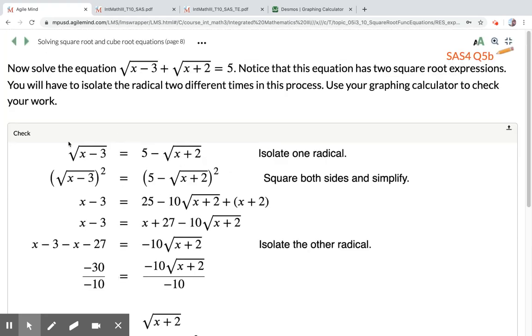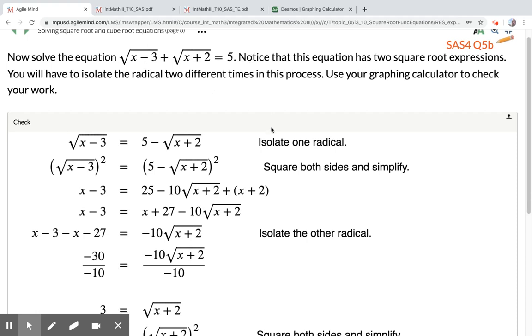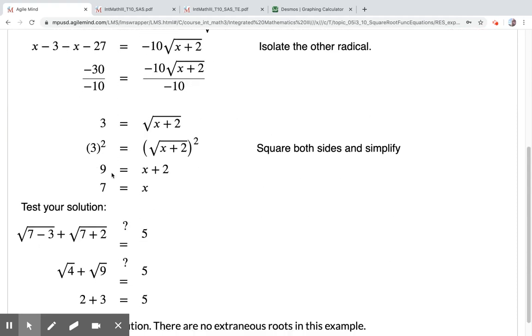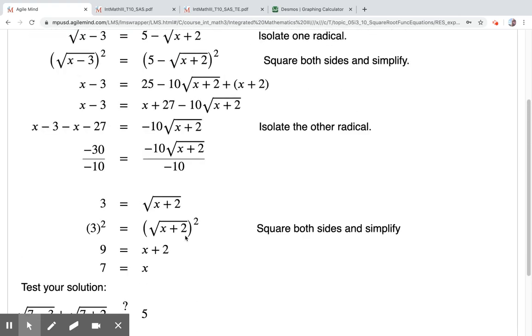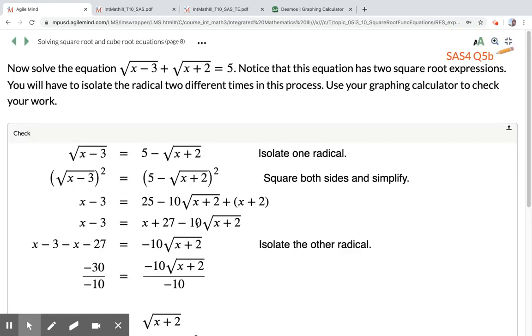I got a 7, so I'm going to go back to the original equation, this guy way up at the top, and plug in my 7. So 7 minus 3 is 4, 7 plus 2 is 9. Square root of 4 is 2. Square root of 9 is 3. That does equal 5. Thank goodness that one worked out okay. So x equals 7 is a solution. You've got to plug it into the original and double check it, people. Of course, you could graph it as well if you wanted to double check it.